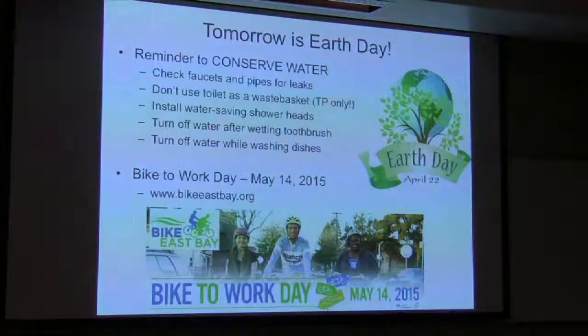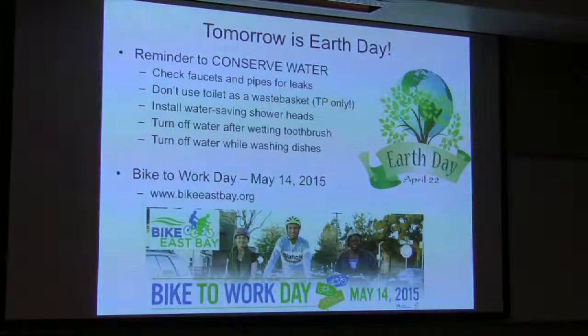You can install water-saving shower heads. Turn the water off after wetting your toothbrush. I'm notoriously bad at doing that, but I'm working on it. And turn off the water while you're washing dishes, of course. And Bike to Work Day is May 14th. You can learn more at www.bikeeastbay.org. They have stations set up all over the East Bay where if you ride past one of these stations, you get lots of goodies, tote bags and coupons and things.